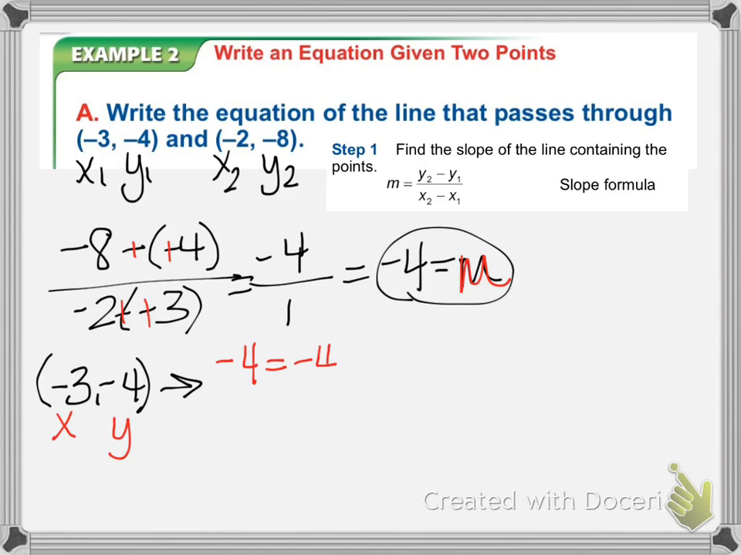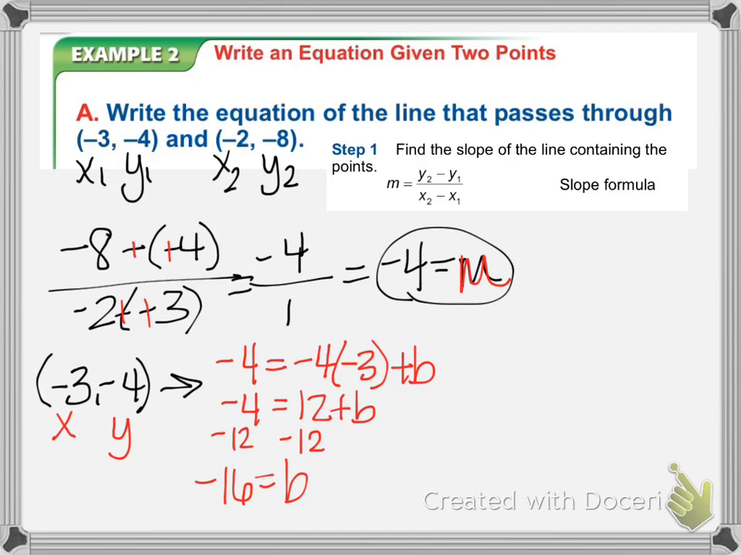equals m times x plus b, and then negative 4 equals positive 12 plus b, and then you're going to subtract 12 from both sides, and you get negative 16 for your y-intercept. So then finally, when you go to write your equation, you just put those values back into your formula. So that equation for this particular line is y equals negative 4x minus 16. So your y-intercept is negative 16, and your slope is negative 4.